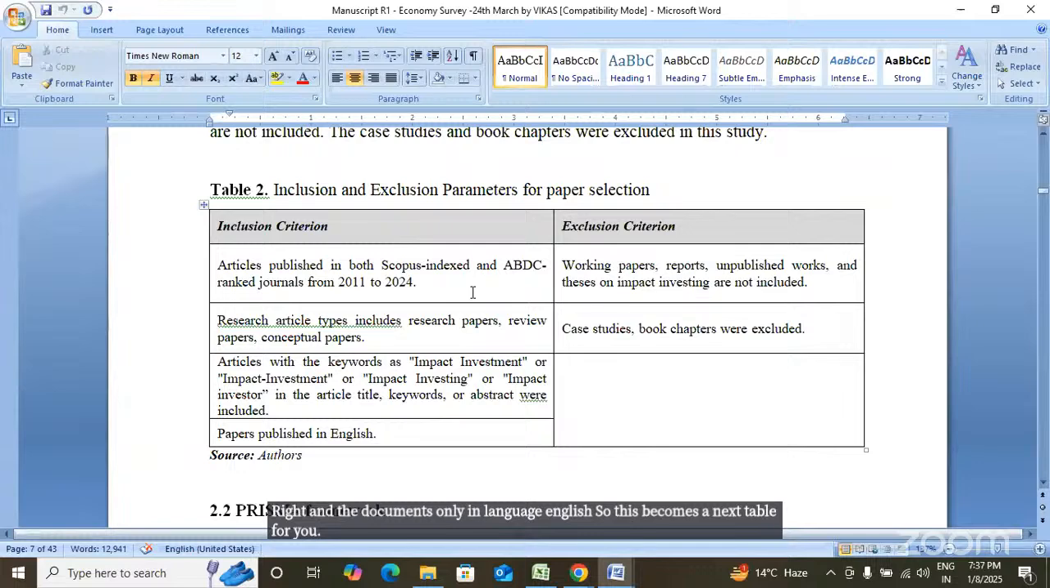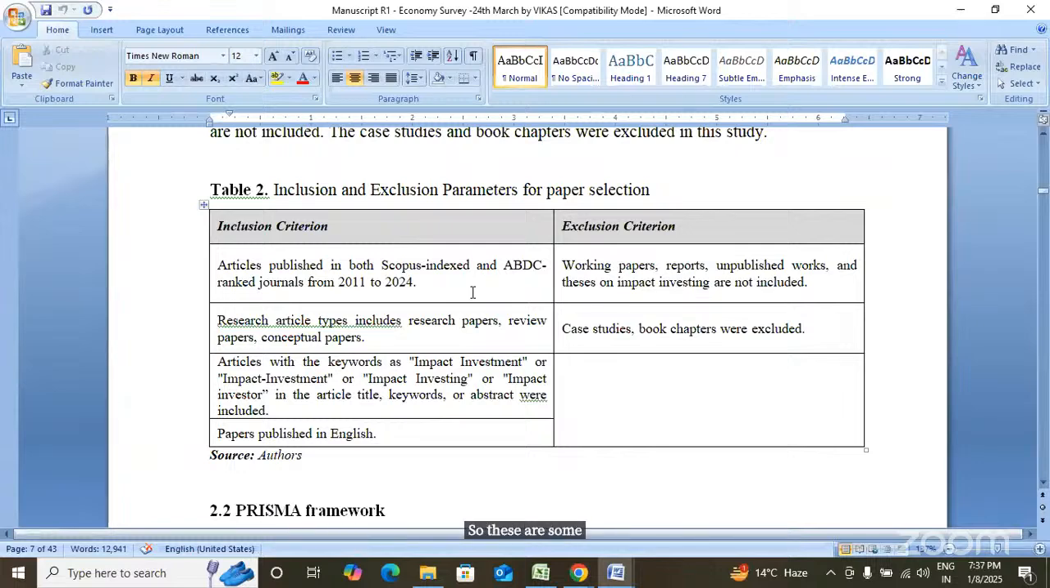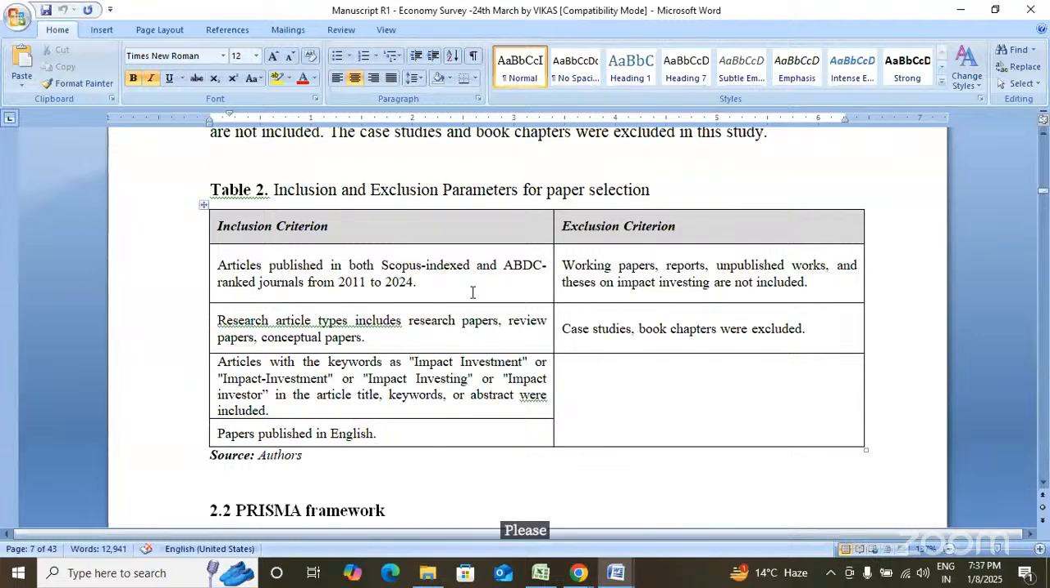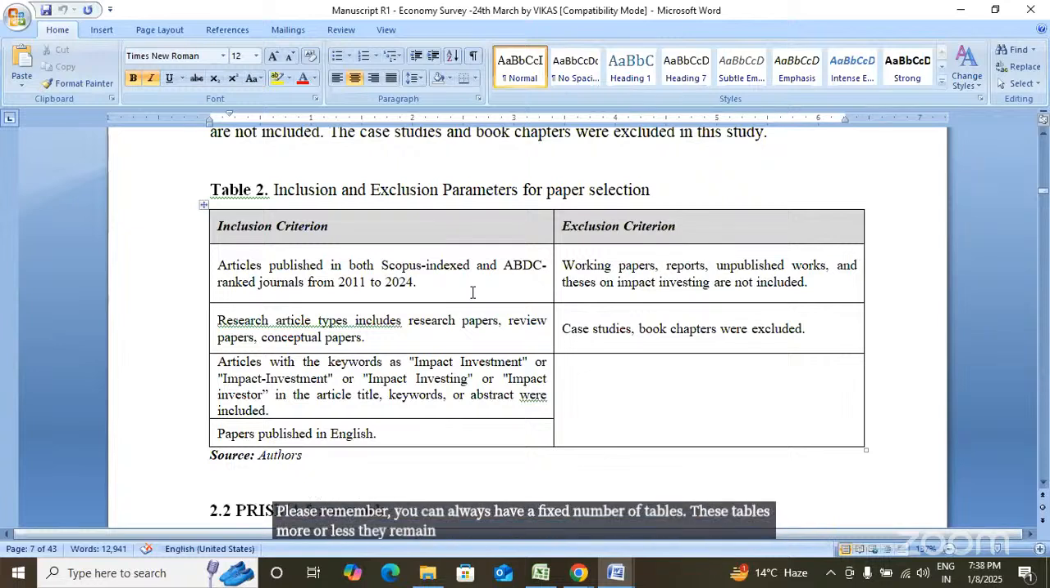So these are some of the fixed tables that you can always make whenever you are writing a SLR paper. Please remember, you can always have a fixed number of tables. These tables, more or less, they remain the same, right? So, what are the exclusion criteria? What have you not included in your study? So that becomes your exclusion criteria, right?